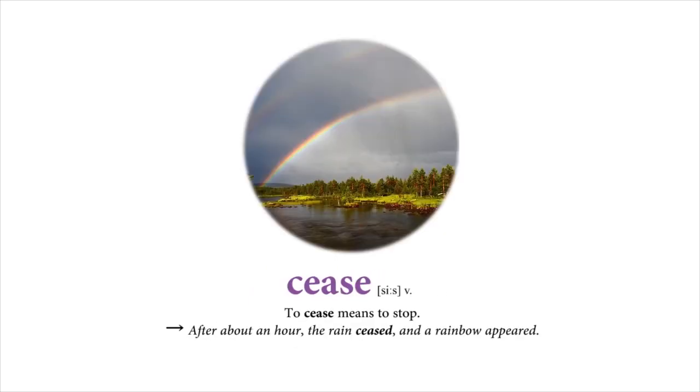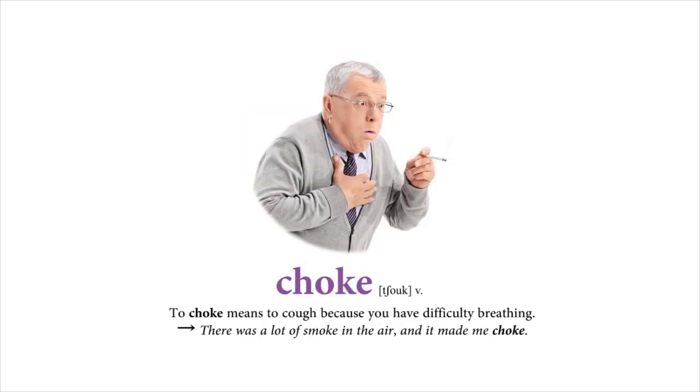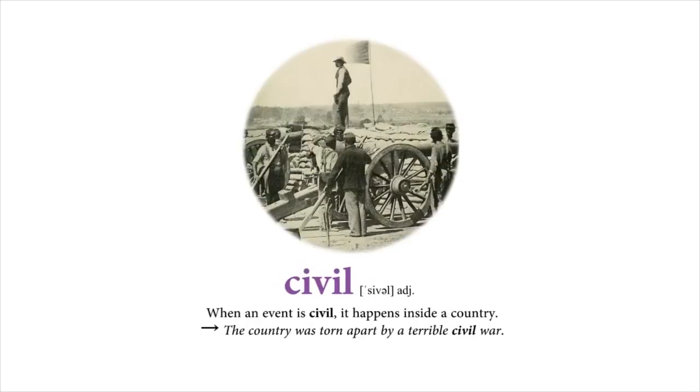Cease. To cease means to stop. After about an hour, the rain ceased and a rainbow appeared. Choke. To choke means to cough because you have difficulty breathing. There was a lot of smoke in the air, and it made me choke. Civil. When an event is civil, it happens inside a country. The country was torn apart by a terrible civil war.